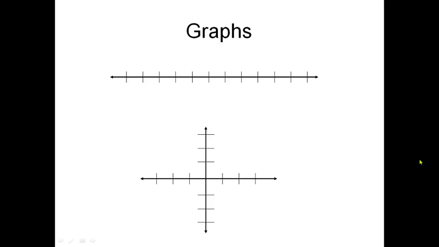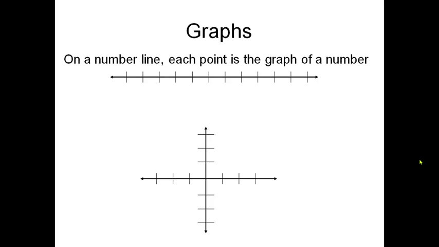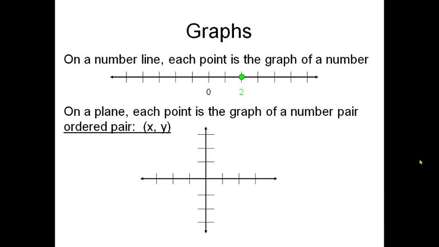Now, graph. On a number line, each point is the graph of a number. For example, this is 0 and 2, right? So on a plane, each point is the graph of a number pair, an ordered pair in the form of x and y.